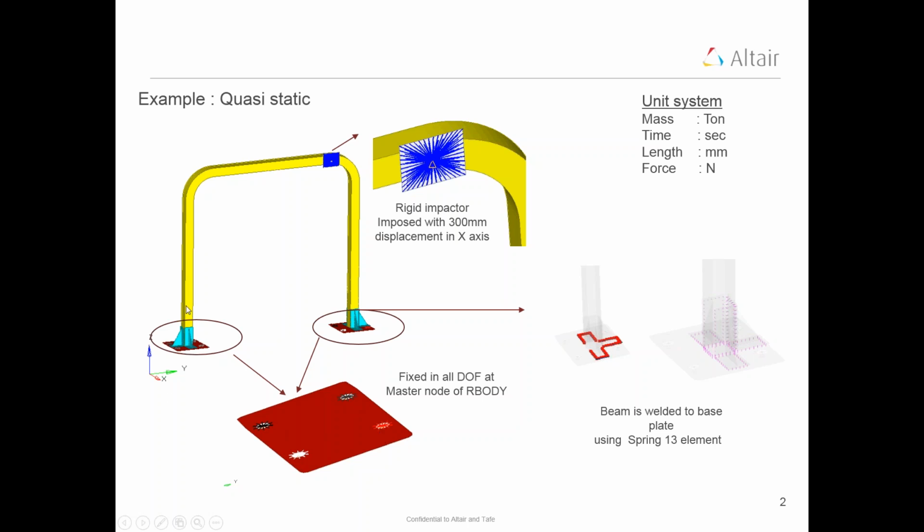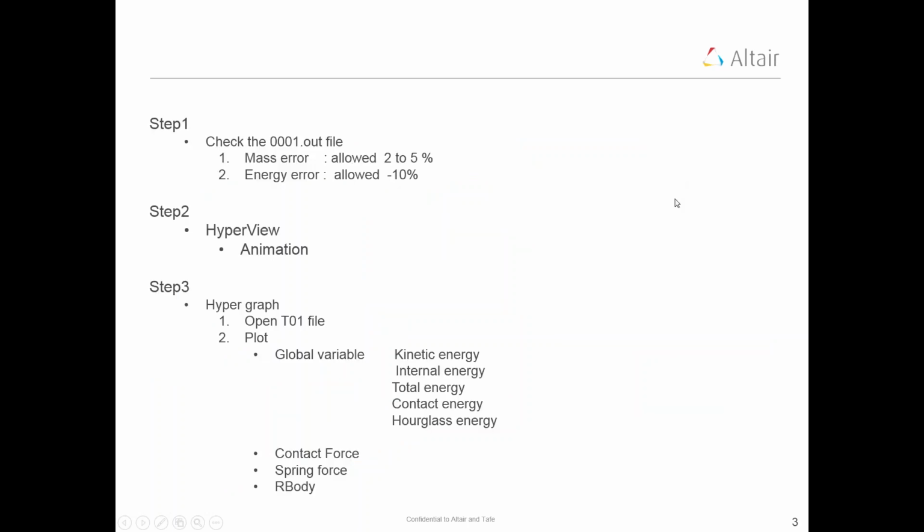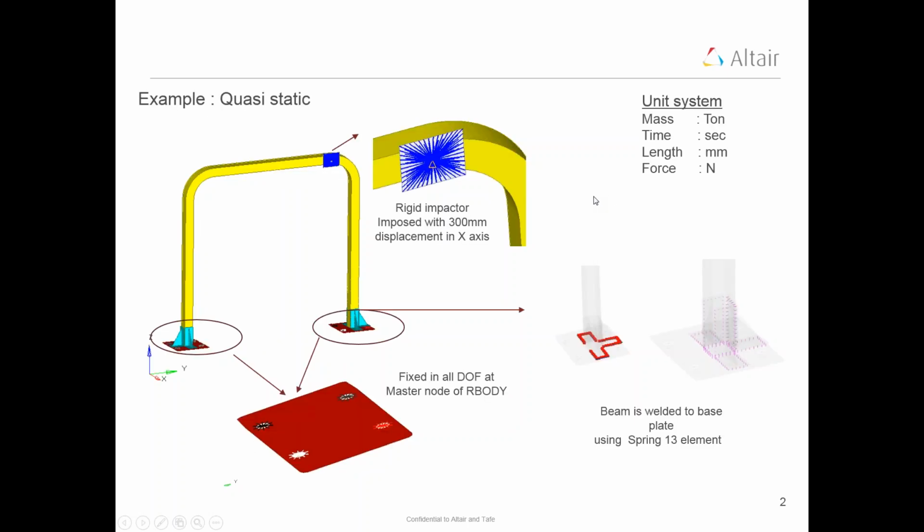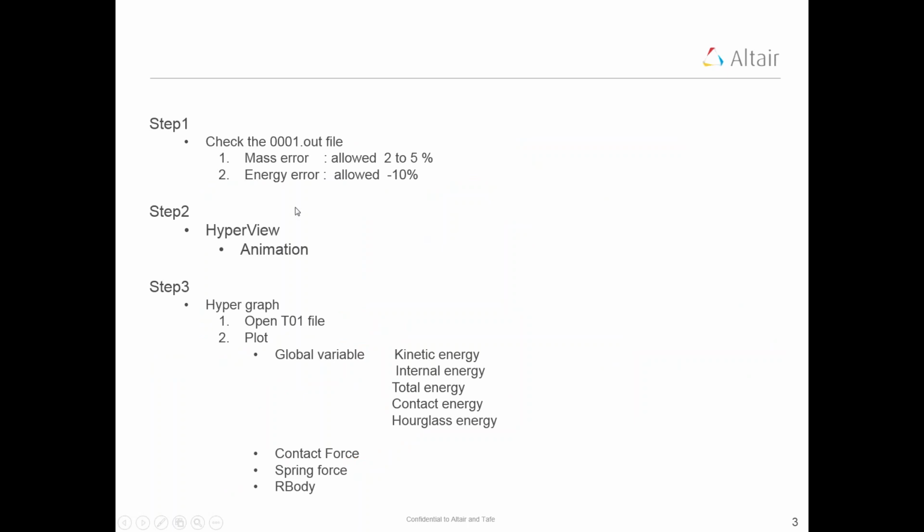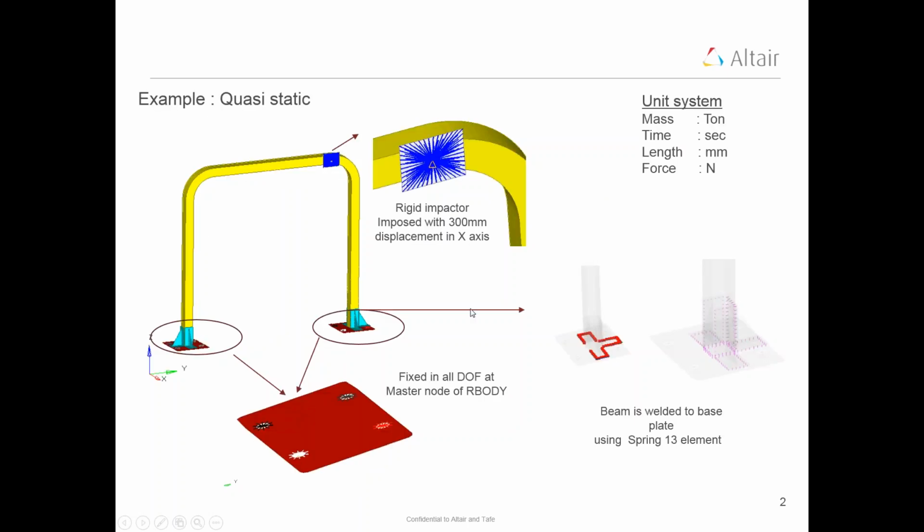And this base plate, L angle plate and beam are welded with the help of spring type 13 elements. And this beam is imposed with an imposed displacement in the x-axis with 300 mm magnitude, following this unit system: mass in ton, time in second, length in mm and force in newton. I'll start following these four steps for this example.